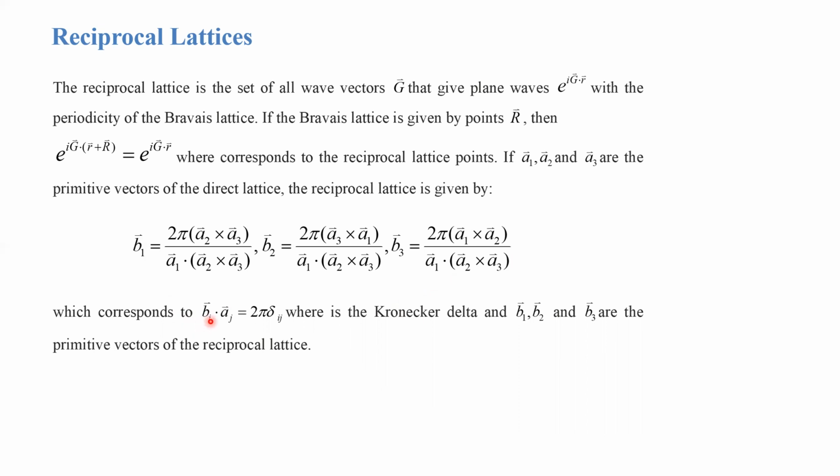We will use this symbol Bi dot Aj. This is just 2 pi delta ij. This is called the Kronecker delta. Remember A1, A2, A3 are the primitive vectors in real space. Here, B1, B2, and B3 are primitive vectors of the reciprocal lattice, okay?